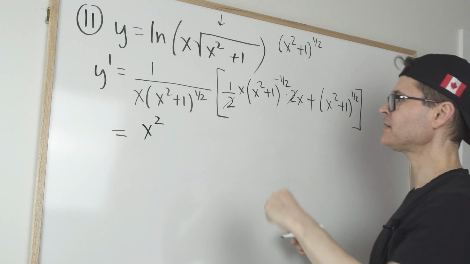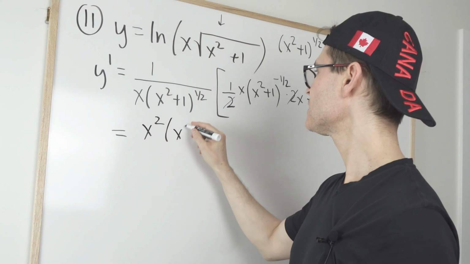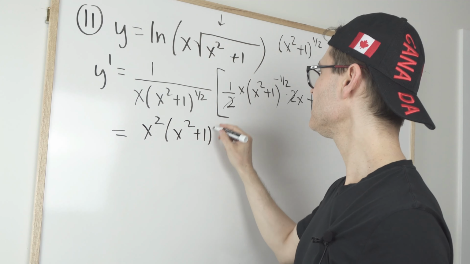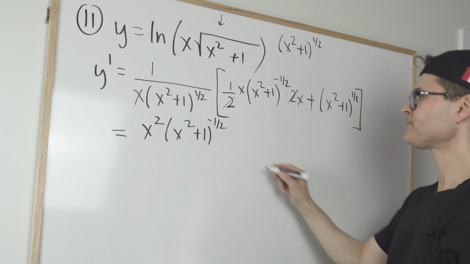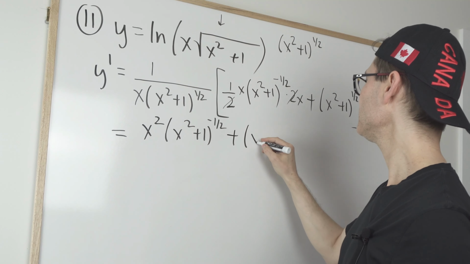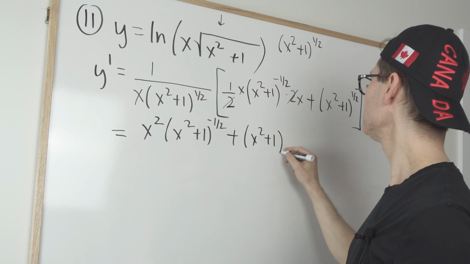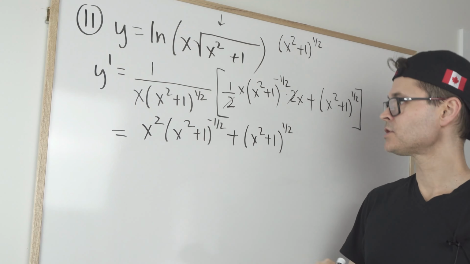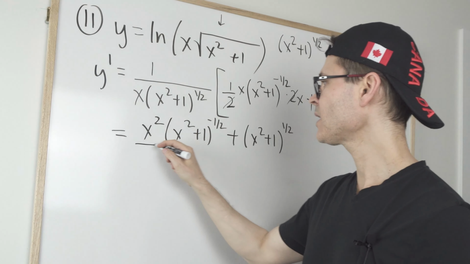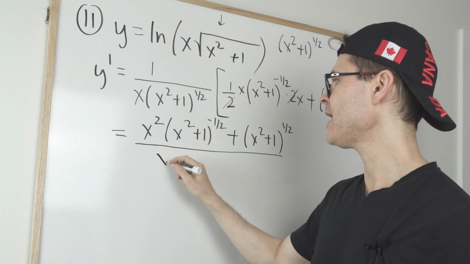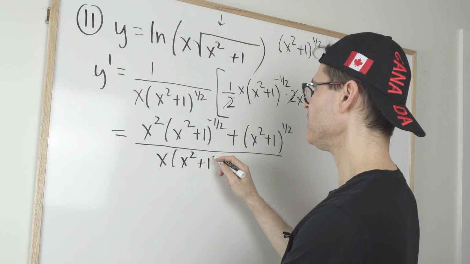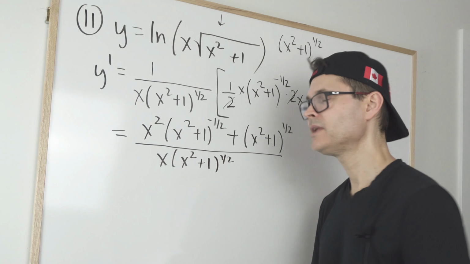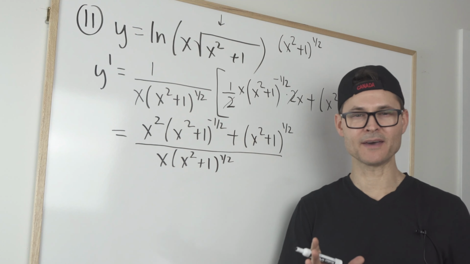And then I'm just going to leave that as x squared plus 1 to the negative a half plus, in brackets, x squared plus 1 to the 1 over 2. And that's all divided by x squared plus 1 all to the half. Now generally you have to get good with your math skills, okay?